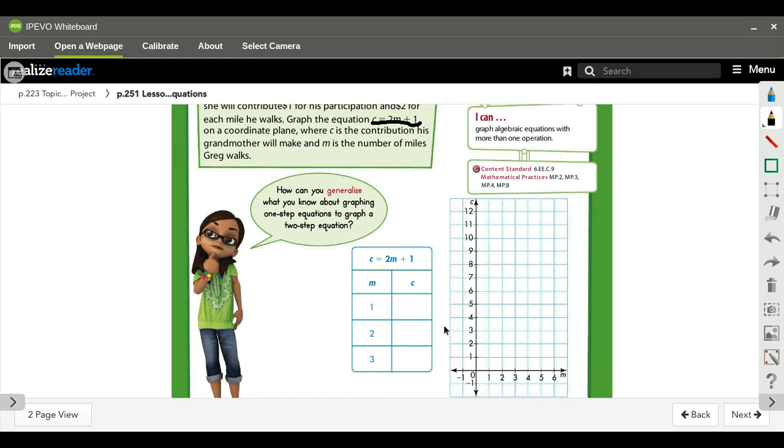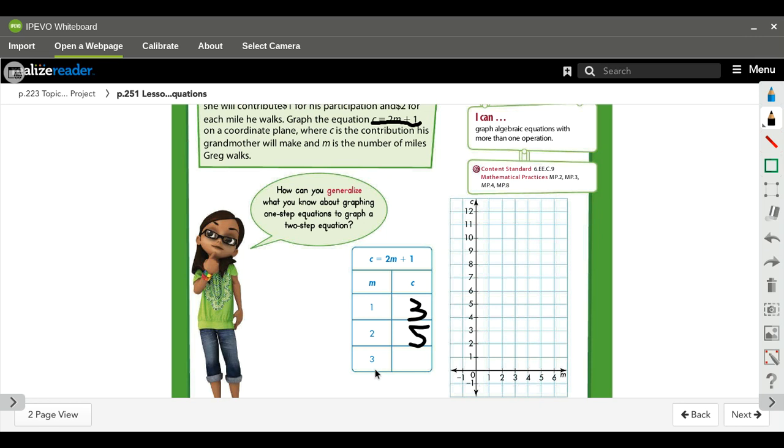So it's a two-step equation, so you may need to show your thought process and do a little bit of work onto the side to get it. I'm going to go through and do 2m. So 2 times 1 is 2, plus 1 is going to be 3. So when m is 1, c is 3. My next one, 2 times 2 is going to be 4, plus 1 is going to be 5. So when m is 2, c is 5.